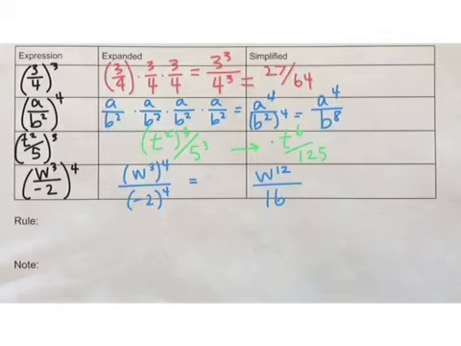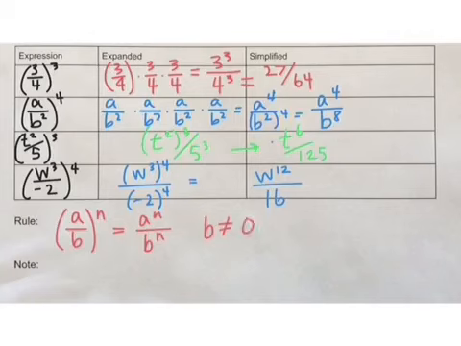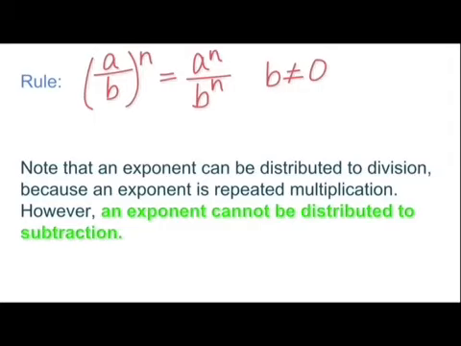Our rule for this one, hopefully you figured it out, is a over b to the nth power equals a to the nth power over b to the nth power when b does not equal 0. So there's a rule again, a over b to the nth power is a to the nth power over b to the nth power. An exponent can be distributed to division because an exponent is repeated multiplication and they're related.